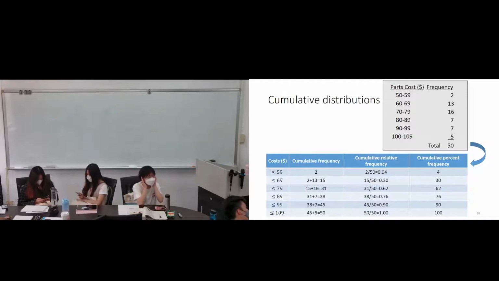The last entry. In the last class, the upper limit is $109. So we should report all the costs under $109. So we add all of them up. That should be 50. 50 over 50, that's 1. Again, the last entry for the cumulative frequency should be equal to the total number of values. The last entry of the cumulative relative frequency should be 1, and the last entry of the cumulative percent frequency should be 100%. Questions?